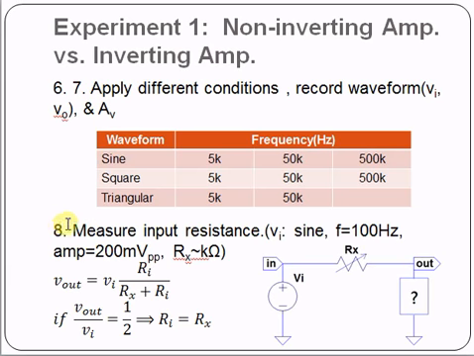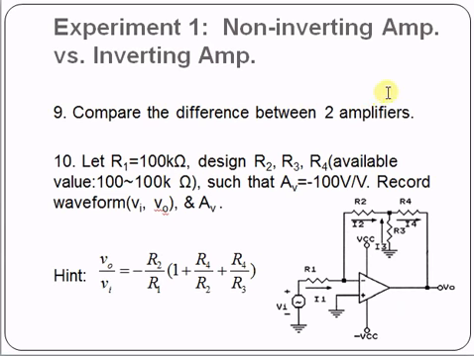Step 7. Measure the input resistance using the concept of voltage divider. We know when constructed a circuit as this, when the voltage of this point is half of the input voltage, then the resistance of Rx equals to the input resistance. Therefore, we may use a variable resistor of 10 kilo ohm and adjust it to make this point to be half of the input voltage. Then we'll compare the difference between two amplifiers.